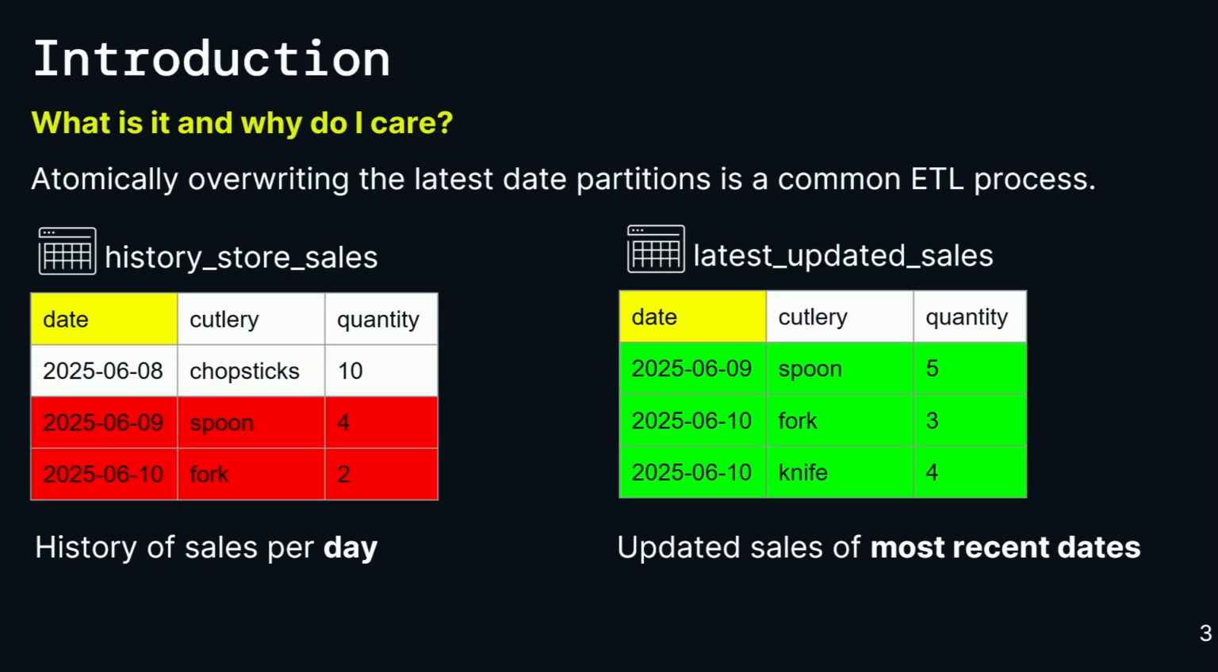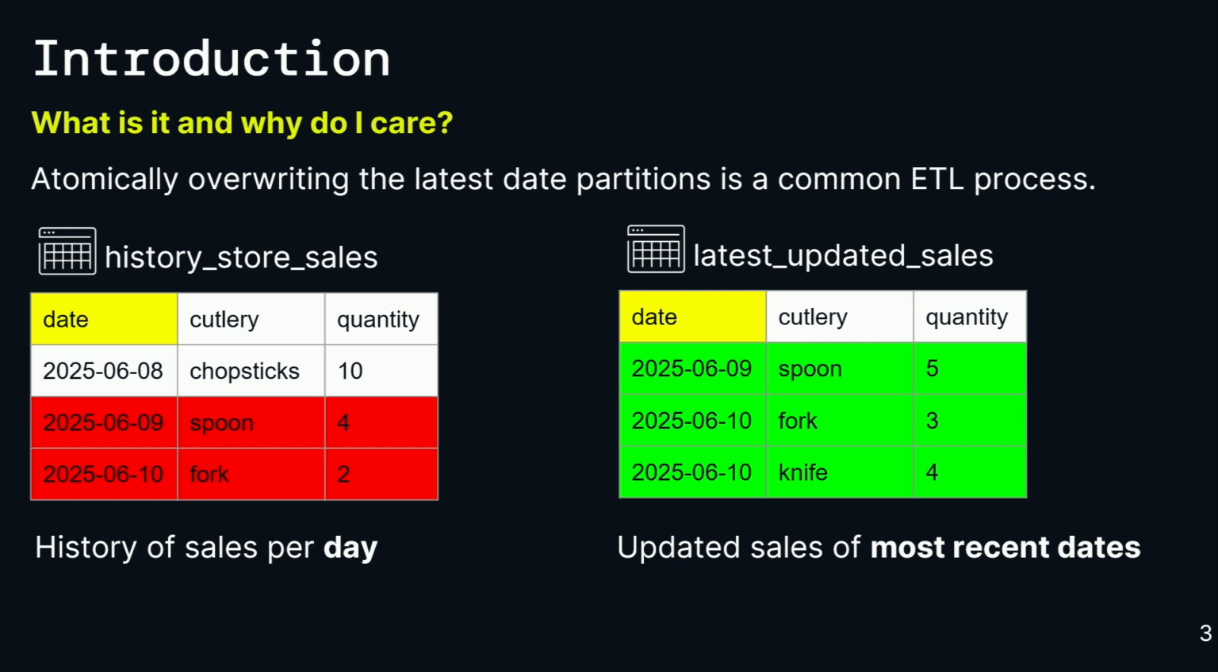So let's talk about the reason why we're here today. A common ETL scenario is the need to atomically overwrite the latest date partition. Let's say that you are the head of data engineering at a retail company, managing tons of sales data. On the left, you have a downstream table called history store sales that is partitioned by date, so it contains the sales record for every day. On the other side, you have an upstream table called latest updated sales that contains the latest sales data coming in, and some of it could be late arriving as well. To ensure that your analytics is always up to date, you need to regularly overwrite the latest date partition with fresh data from the latest updated sales table.